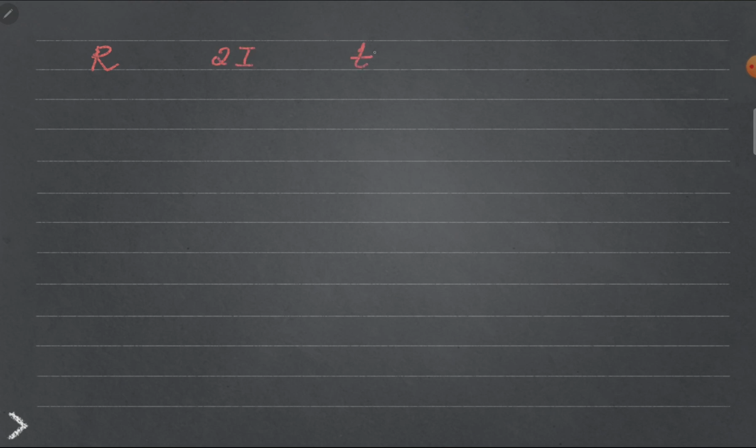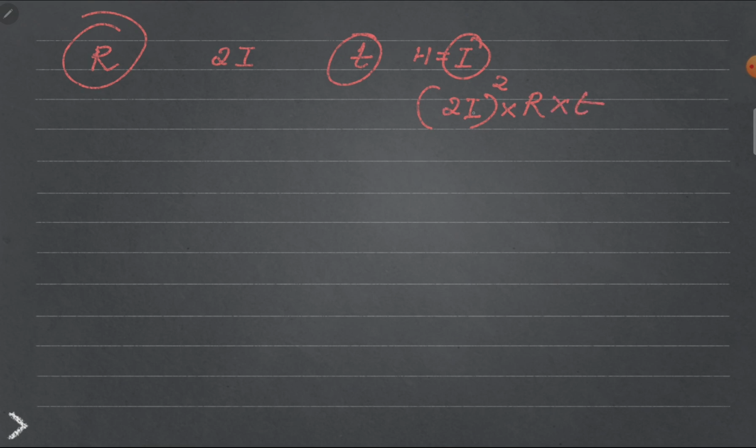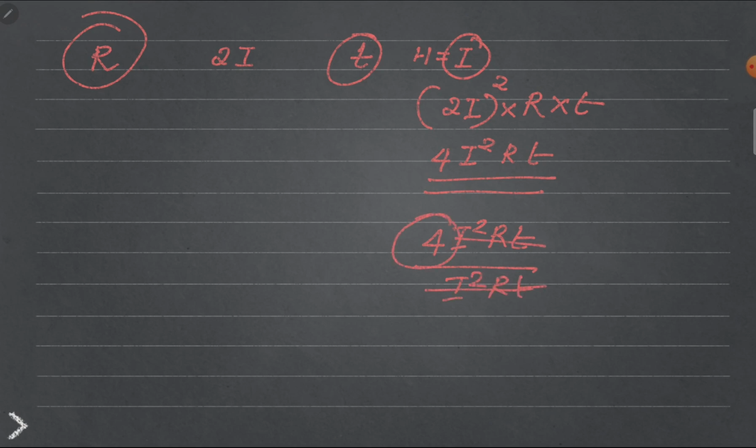So H is equal to, instead of I we have to put 2I, the whole square, into R, for R it is R itself, and for T it is T itself, into T. Now 2I the whole square will give 4I square RT. Now we have to compare it with the initial value. Initially we had I square RT, right? So 4I square RT divided by I square RT. We can cancel these similar terms and you will get 4. So heat increased 4 times.